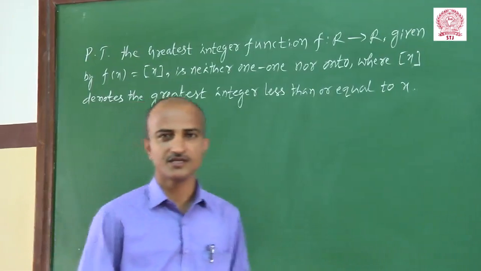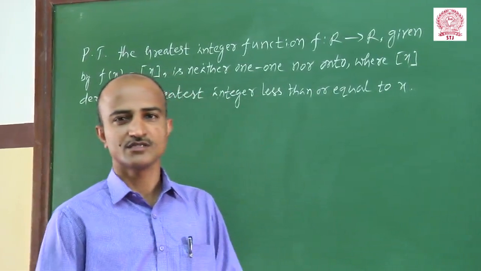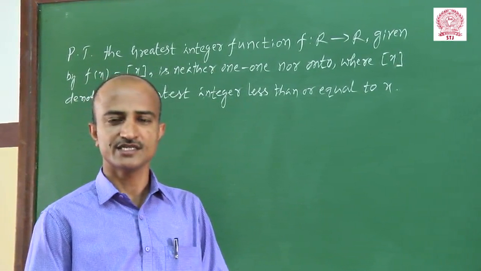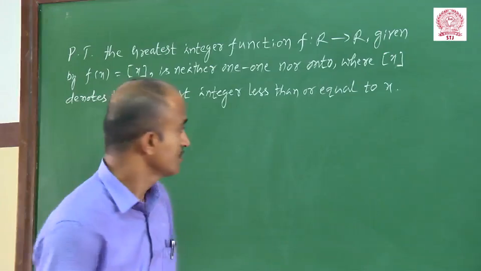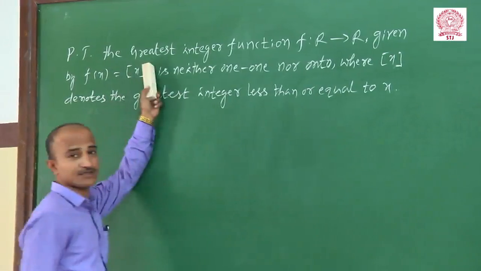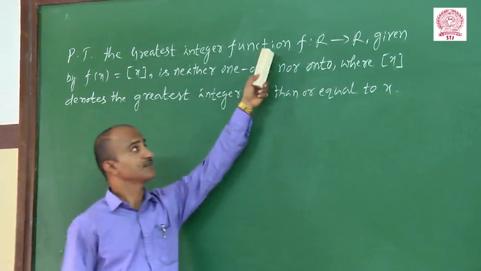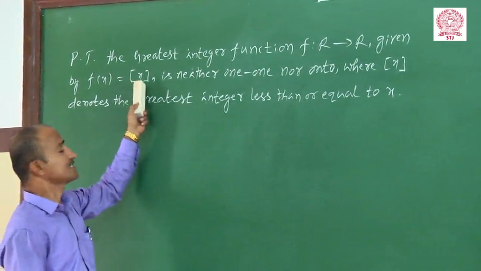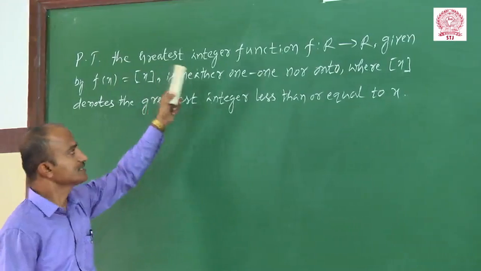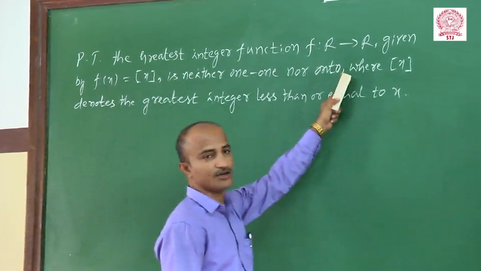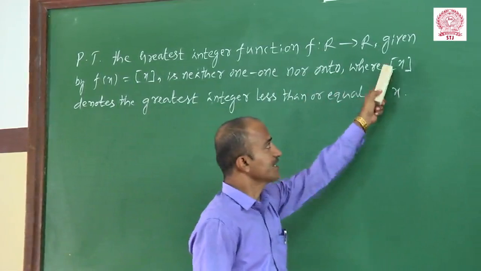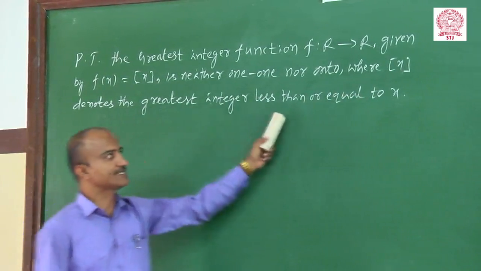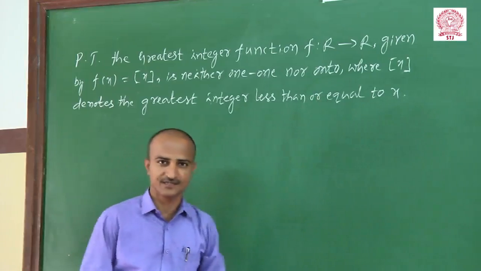Well students, in the last class we solved some problems on types of functions. Today we shall discuss some more problems. Here is the question. Prove that the greatest integer function f from R to R given by f of x equals [x] is neither 1 to 1 nor onto, where [x] denotes the greatest integer less than or equal to x.